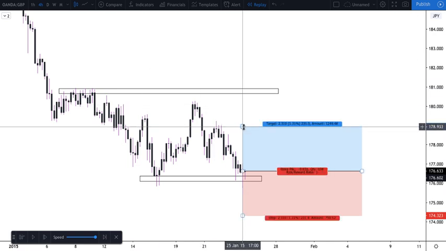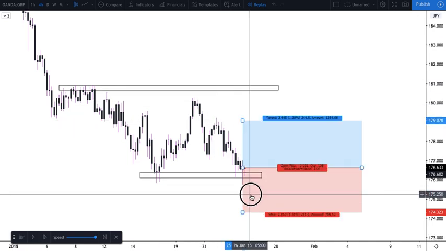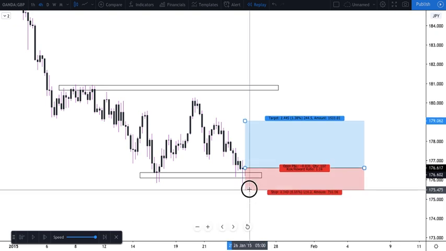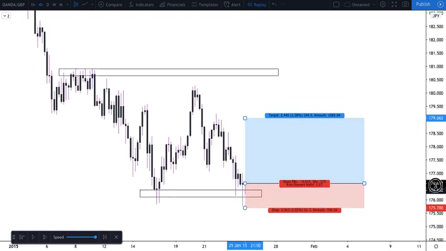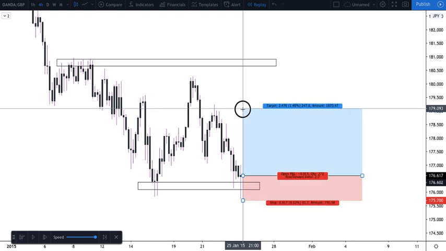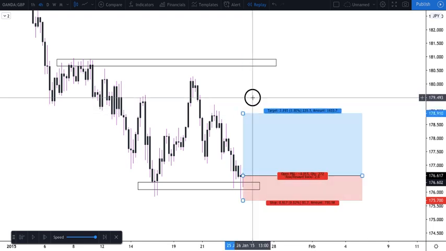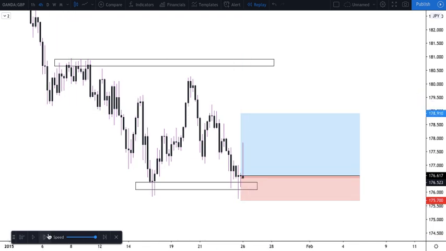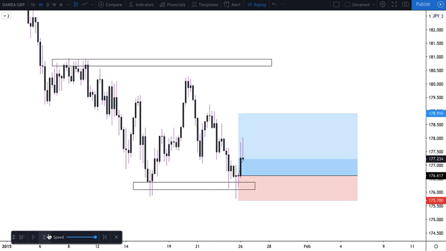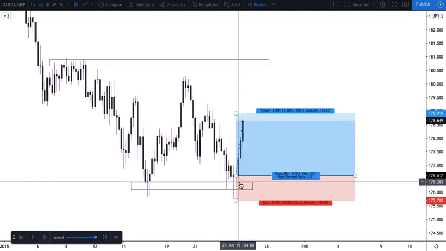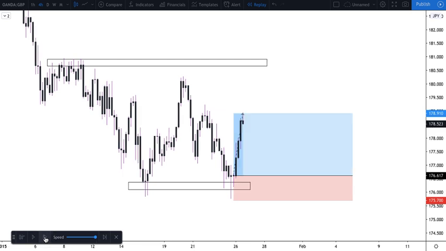Okay, so my take profit is going to be around here. My stop loss is just going to be around here. Assuming that we're going to do 2% risk, we'll make this trade a 1 to 2.5. Let's see how this trade goes, and we see price starting to push up. Okay, so now this trade's at break even, and take profit is hit.